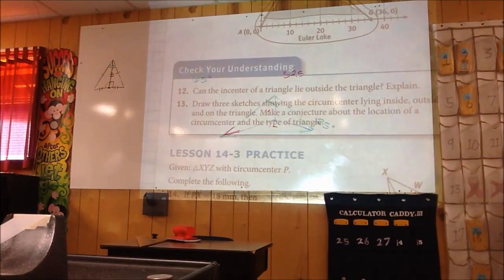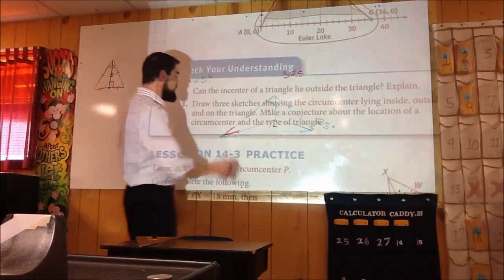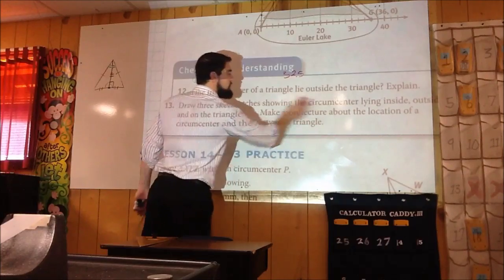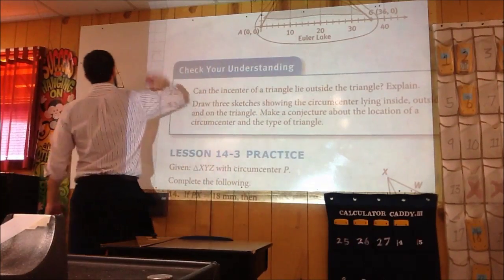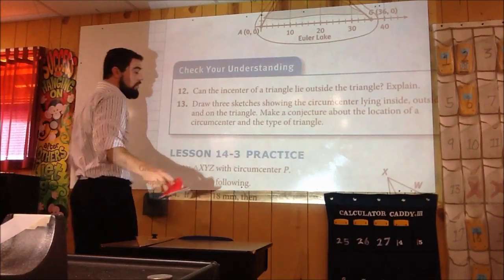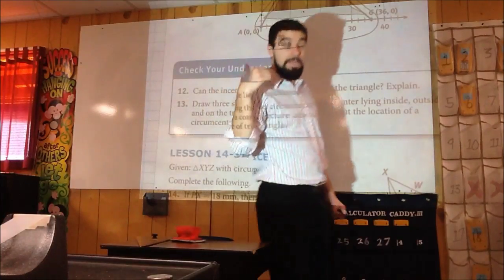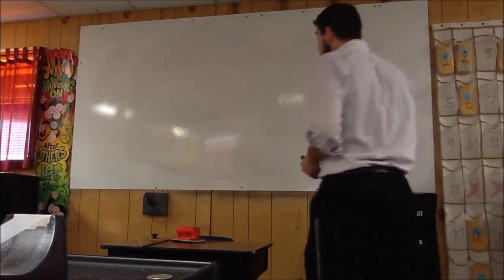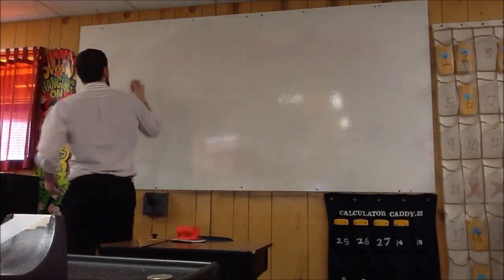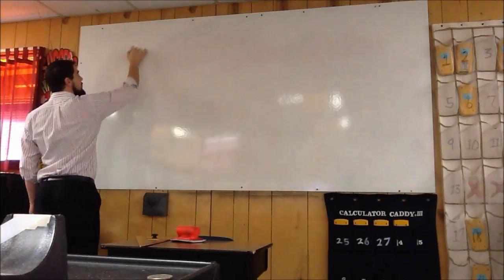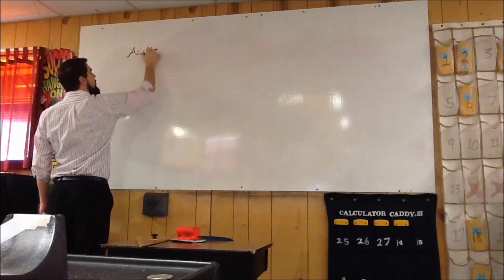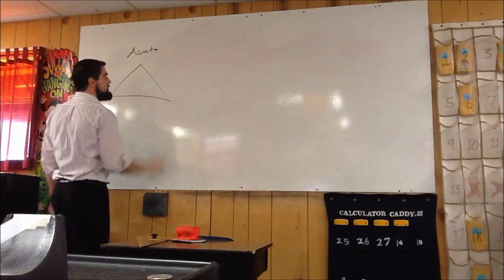Number 13 says, draw 3 sketches showing the circumcenter lying inside, outside, and on the triangle. Make a conjecture about the location of the circumcenter and the type of triangle. On your point of concurrency notes, I tell you that this circumcenter can be inside, on, or outside the triangle. And so you've got 3 different types of triangles. You've got your acute triangle. So here's a quick sketch.